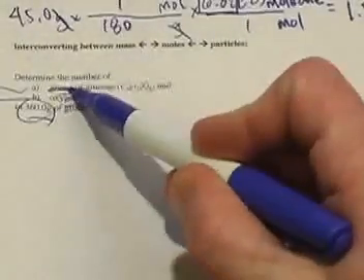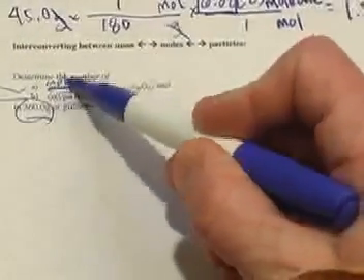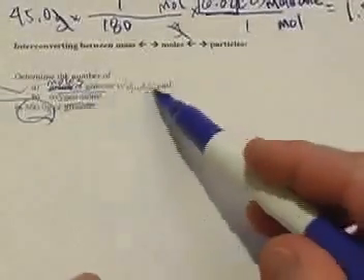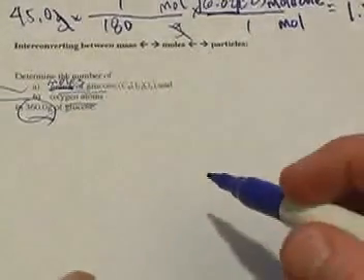And actually, I think there's a little bit of a mistake here. I think this should say moles of glucose. Let's see if I can fix that before I give that to you as a handout. So we'll calculate the moles of glucose first, and then we'll look at the oxygen atoms.